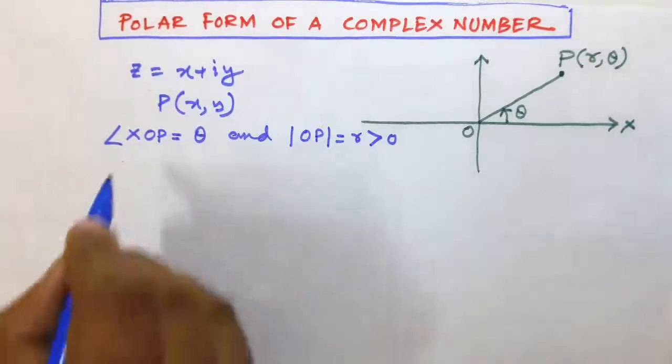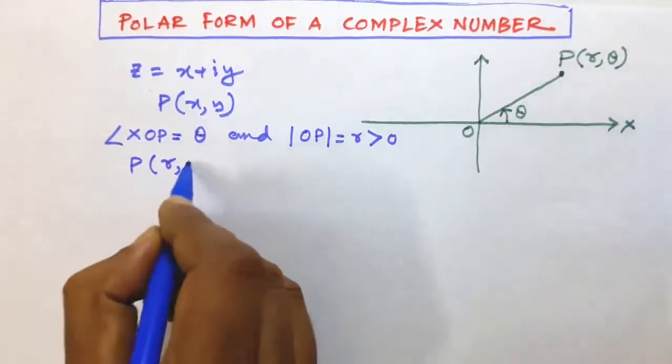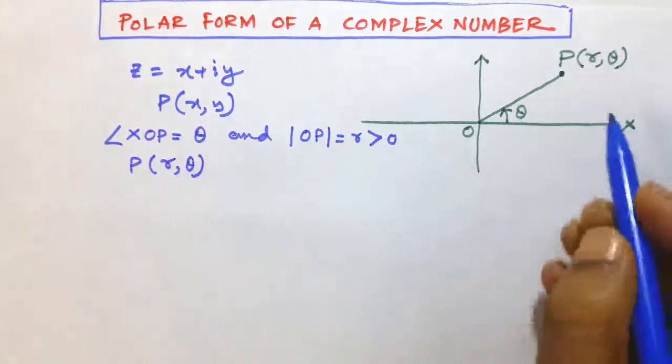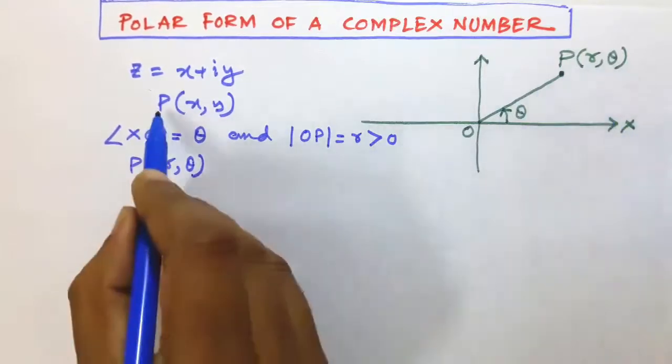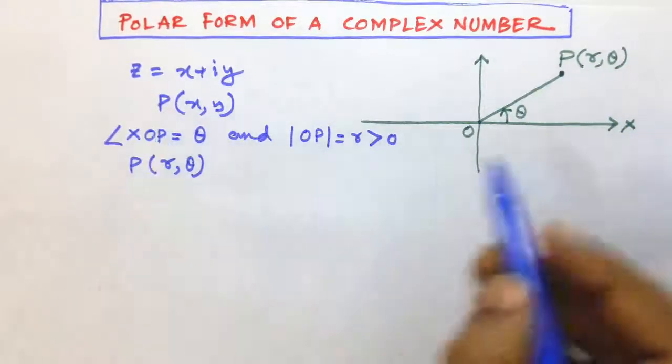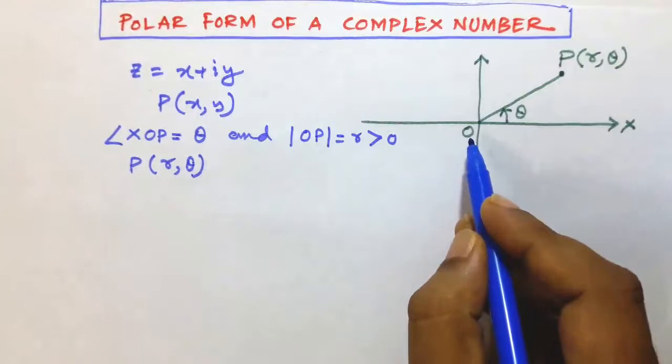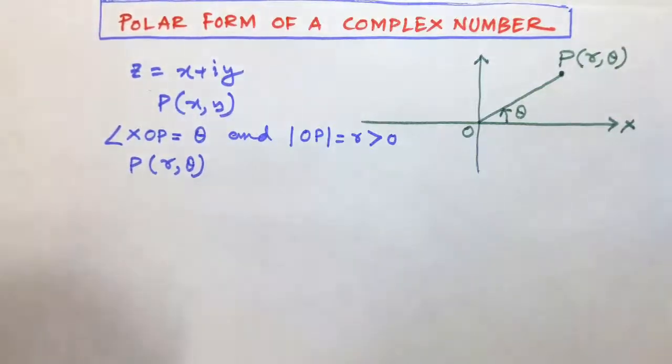Then P(r, theta), that is this point P(r, theta), are called the polar coordinates of the point P. We call the origin as pole. Now we shall discuss about the polar representation of a complex number.